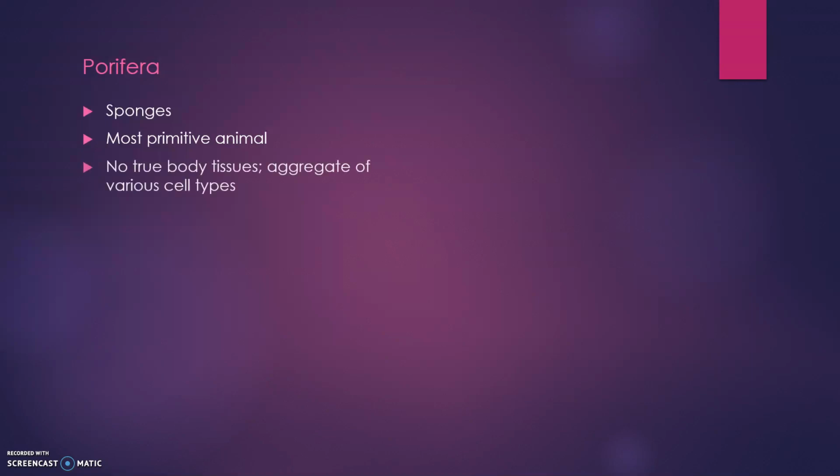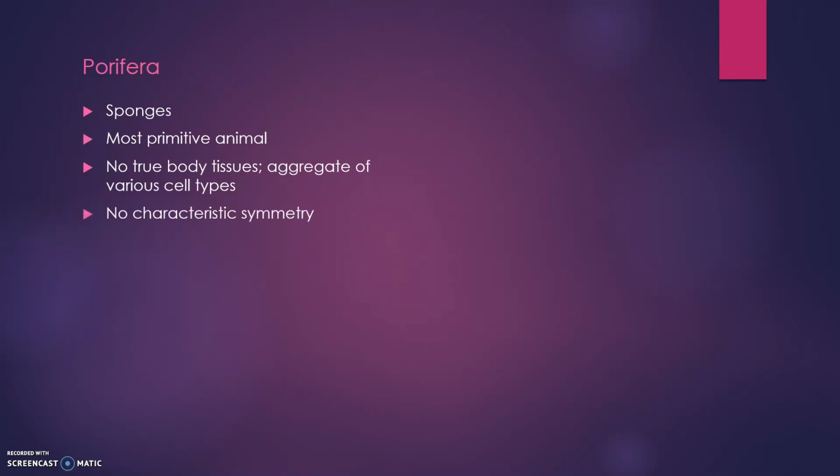So moving into the animal phyla, the first we're going to start with is Porifera, which includes the sponges. These are a very primitive animal. They're the first animal, and really kind of loosely qualifying as an animal. They lack true body tissues. They're mostly an aggregate of various cell types. Scientists think that they developed from groups of colonial protists, which are very simple, very small organisms that were basically just working together, and you have a sponge.